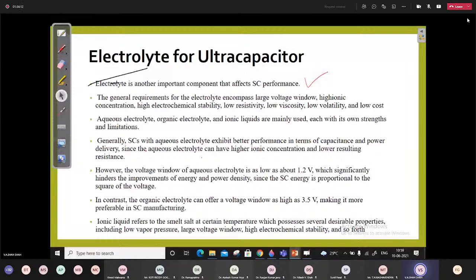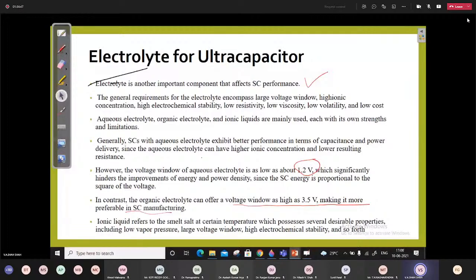But in contrast, organic electrolytes can offer a voltage window as high as 3.5 volt, making them more preferable in SC manufacturing. And ionic liquid refers to a molten salt at certain temperatures, which possesses several desirable properties, including low vapor pressure, large voltage window, high electrochemical stability, and so forth. It means that many times it can be added with salt. I will show you in the next slide.